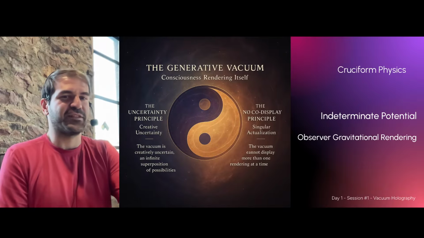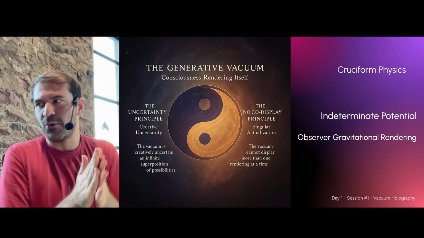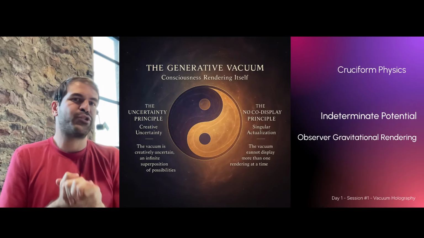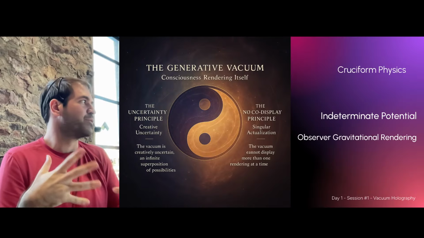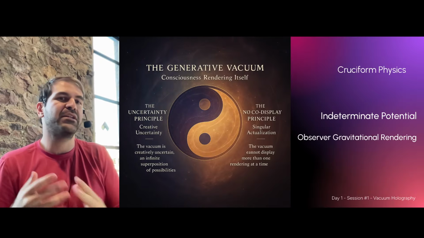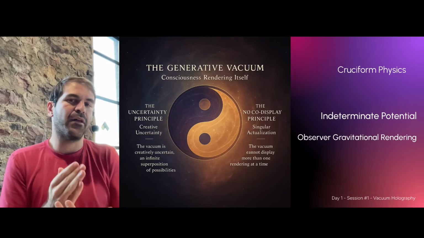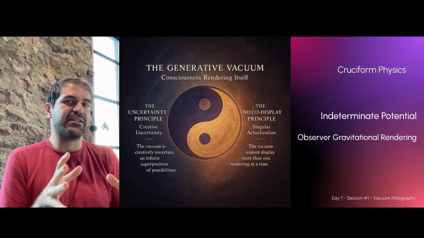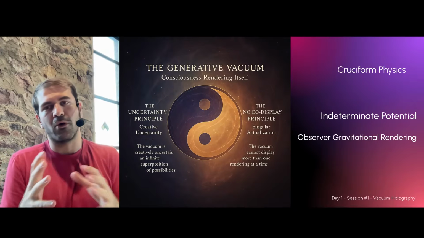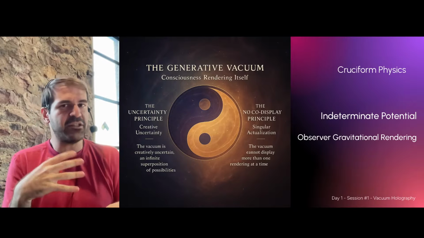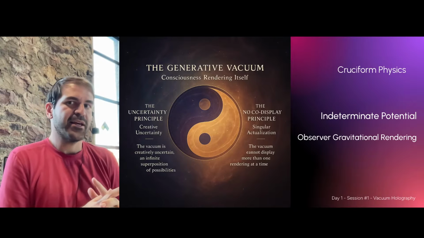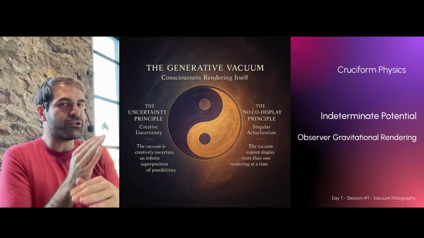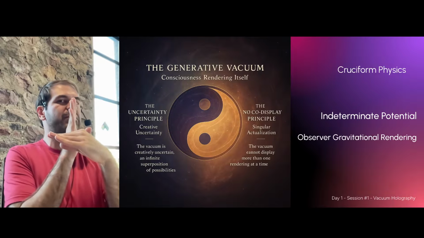So we're going to get into this more in the second session. We're preparing you for it. So the generative vacuum, consciousness rendering itself, you have two primary principles in this cruciform physics that we're proposing. One is the indeterminate potential, and the other is the observer gravitationally rendering. But fundamentally, it's the uncertainty principle, or you can also call that indeterminism or indeterminacy. And then the other one is what we're calling the no-code display principle. So those two principles, fundamentally, they make a cruciform physics.